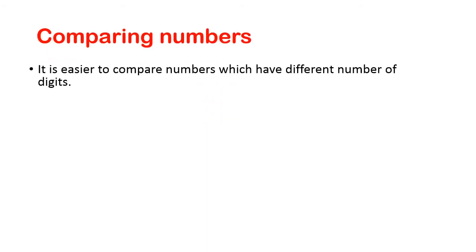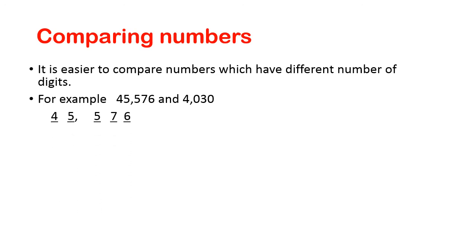It is easy to compare numbers which have different number of digits. So now look at these two numbers, 45,576 and 4,030. We can easily identify which one is the smaller number, which one is the greater number here. So now the first step is you have to find out the number of digits. So first ones, tens, hundreds, thousands, ten thousands. So totally 5 digits are there. The same way 4030. Ones, tens, hundreds, thousands. So totally 4 digits are there.